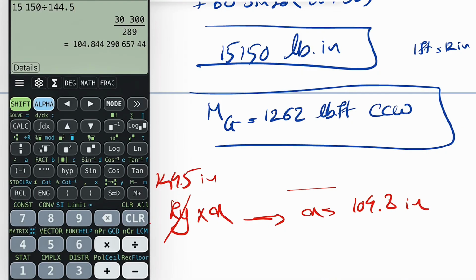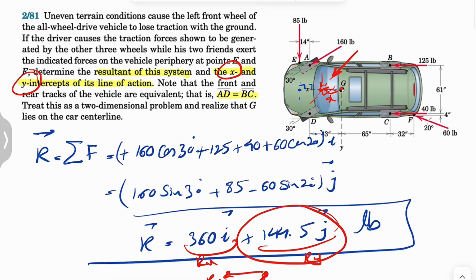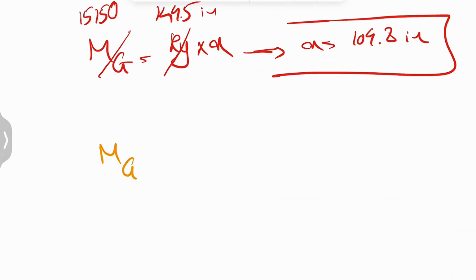Our x is going to be 104.8 inches. And for finding the y-intercept, we need to keep in mind that the y cannot be in here, because if it's lower, then G is going to make a clockwise moment and our moment is counterclockwise. So the y-intercept is going to also cross somewhere in here, which means we have a negative y for that. So this time we have the Rx times y. So Mg would be Rx times y. And I'm going to put the absolute value in here, but we know that the y is actually negative.